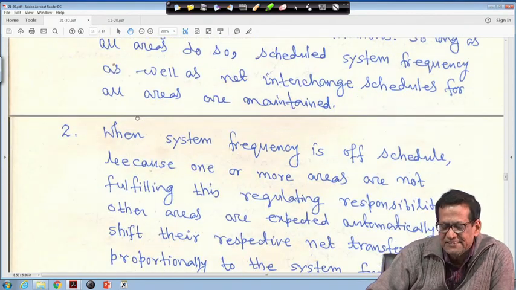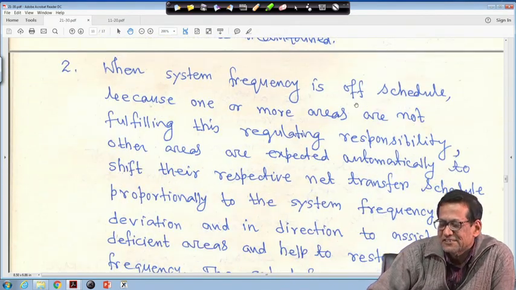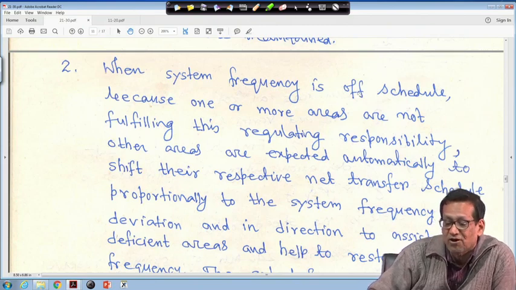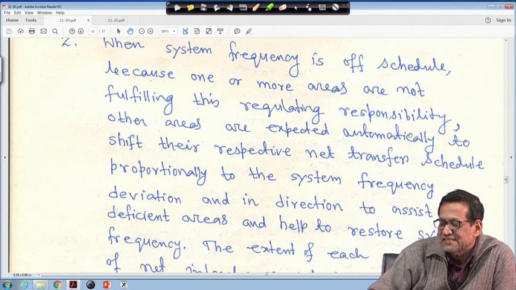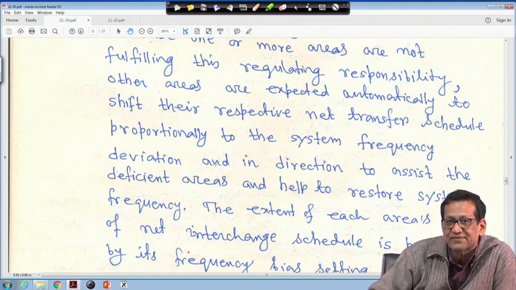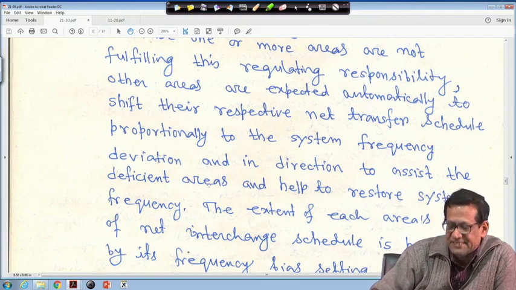Now, the second case is when the system frequency is off schedule, because one or more areas are not fulfilling their regulating responsibility. Other areas are expected to automatically shift their respective net transfer schedule proportionally to the system frequency deviation, in a direction to assist the deficient areas and help restore system frequency.